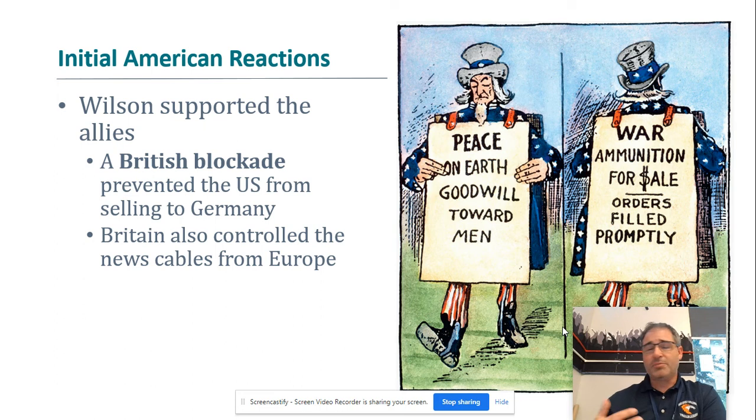There's a British blockade, meaning that the British are not allowing American ships to go into Germany. So there's a British blockade trying to prevent the United States from selling items to Germany. Britain also controls the news cables that are coming from Europe. So the United States is really only getting the propaganda from Great Britain.